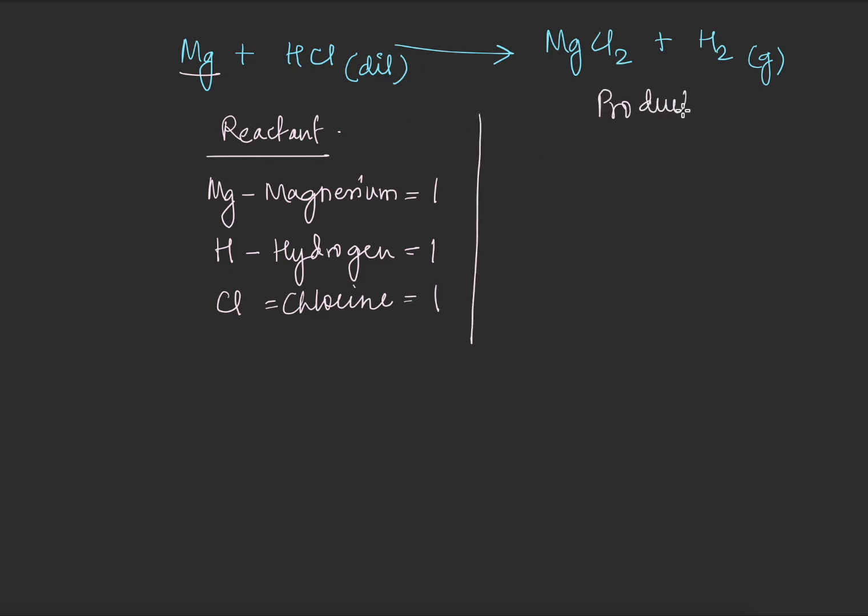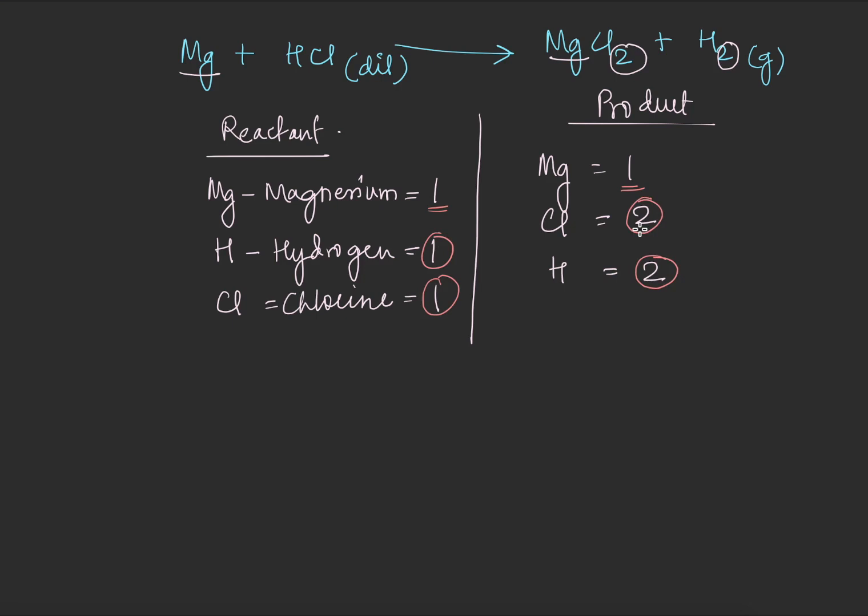If you notice, we have magnesium, chlorine and hydrogen. Magnesium, how many atoms? 1. Chlorine, at the base of Cl there is 2, so there are 2 atoms of chlorine. Hydrogen, at the base of hydrogen there is the number 2, so there are 2 atoms of hydrogen. If you notice, the number of atoms of magnesium in the reactant is the same as the number of atoms of magnesium in the product. So magnesium atoms on both sides of the reaction are accounted for.